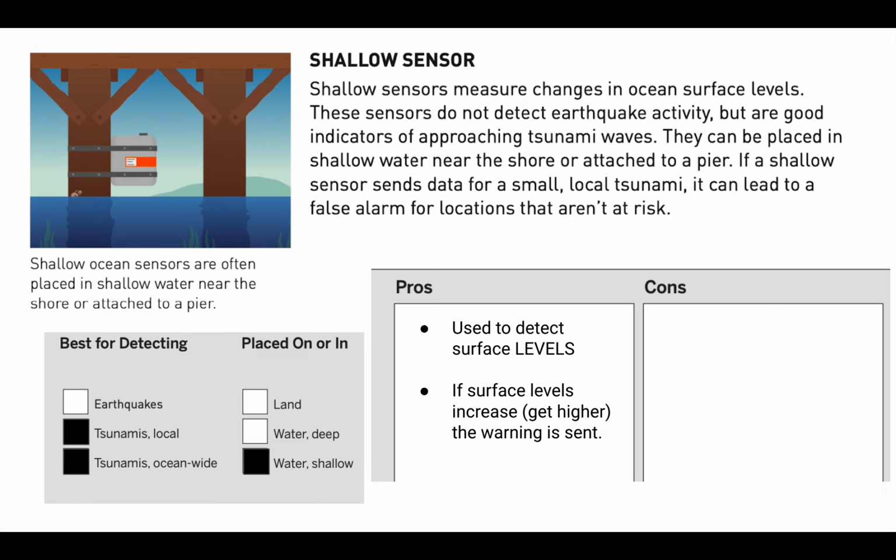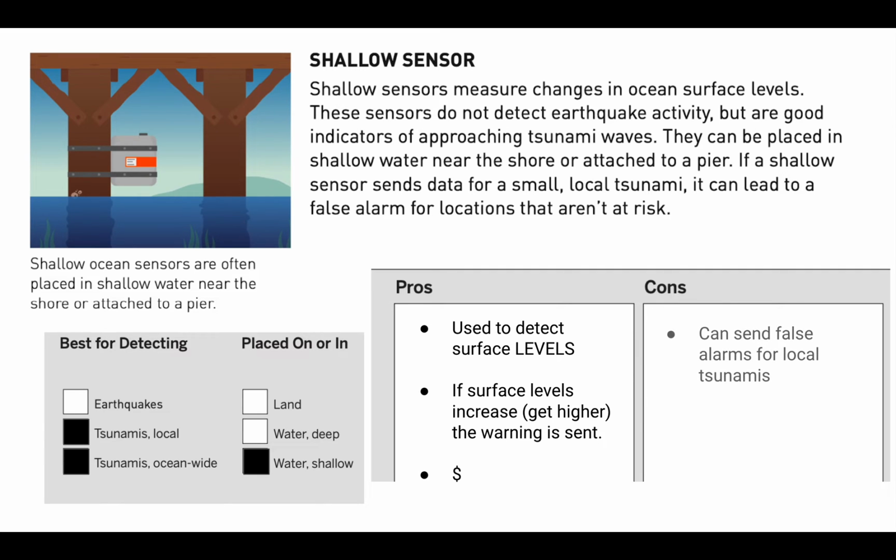So we know that tsunamis have a certain height. And so if we can place these shallow sensors, it says they can place them in the water or they can put them under a pier. That would be very beneficial because if the water rises to a level that's not normal, then the signal gets sent immediately. Another pro is that these are actually very inexpensive. They don't cost a whole lot of money, so it's very good.